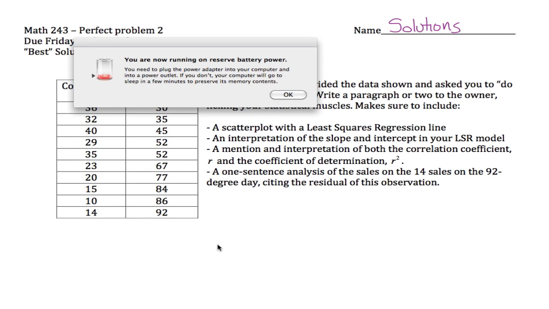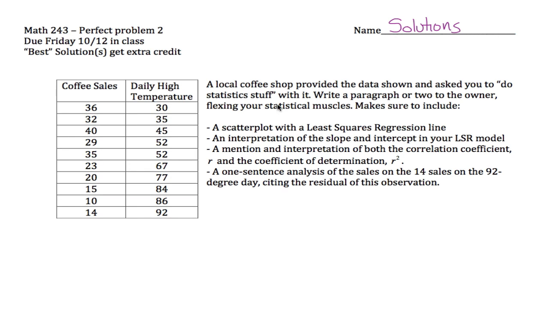Here are some solutions to perfect problem 2 for Math 243. The idea here is we're given some data. Looks like daily temperature and then how much coffee is sold. And we're asked to pretty much say everything that we've learned about this stuff.